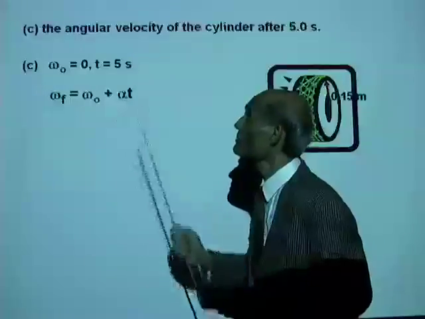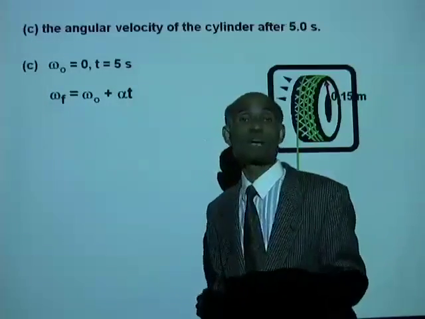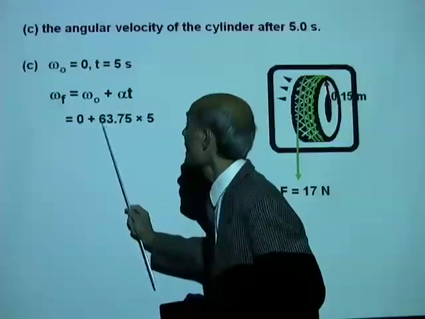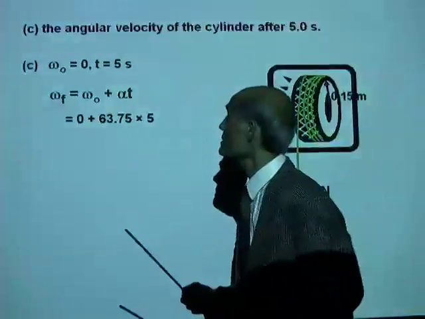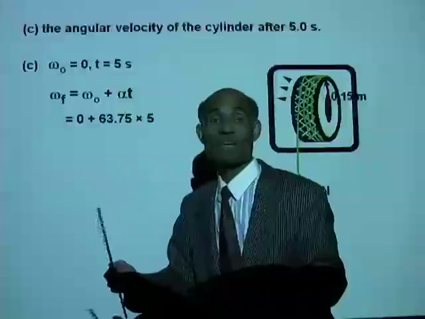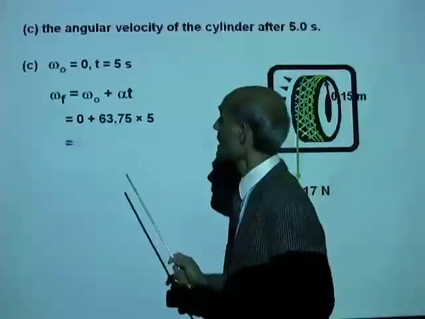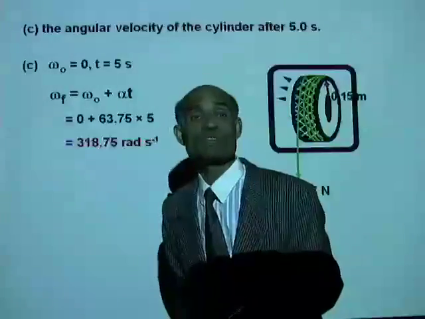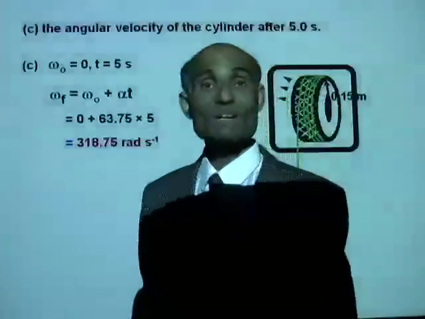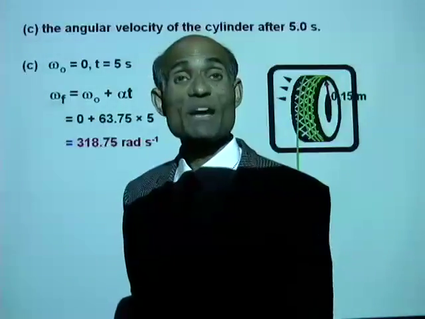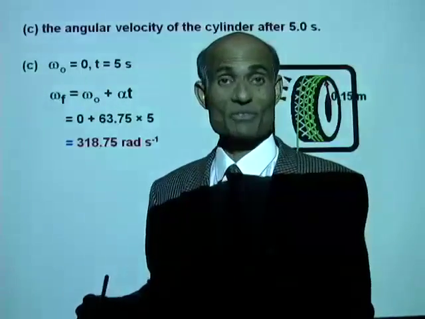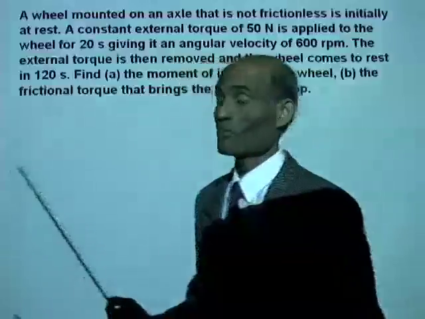Alright. Omega 0 is 0, t equal to 5 seconds. Omega f equal to omega 0 plus alpha t, and that will be 0 plus the alpha we calculated, 63.75 radian per second squared, times 5. That is 318.75 radian per second. And that is the angular velocity of the disk after 5 seconds. Alright, let's try another problem.